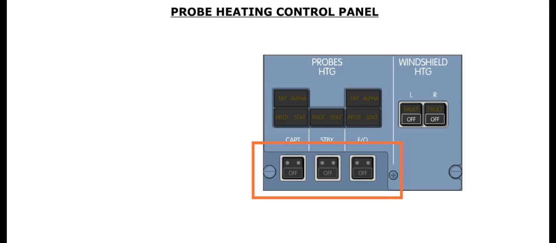Probe heat is controlled by the probe heating control panel, located on the overhead panel. The captain, standby, and first officer push buttons control the heat to the associated probes. Probe heating is activated when a push button is pressed in. Probe heat is deactivated by releasing out the associated push button. When released out, the off caption illuminates white in the push button, and the associated probe heat lights above illuminate amber.